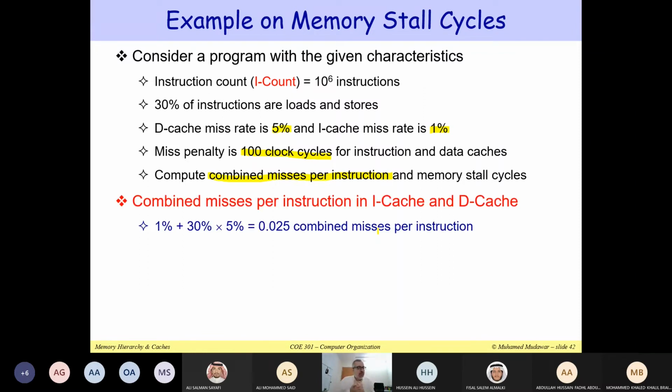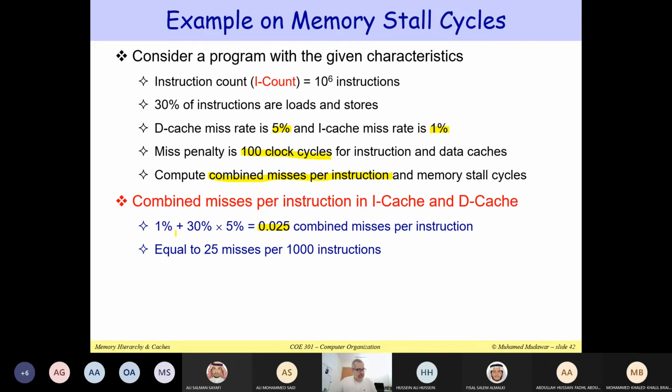So that actually is the combined misses per instruction. We got the 1% in the I cache, and 30% multiplied by 5% in the data cache. So we got 0.025 combined misses per instruction. It is as if we are saying that out of 1,000 instructions, 25 are going to miss. And if you would like to convert it to misses per 1,000 instructions, which is why people sometimes refer to per 1,000: if you are fetching 1,000 instructions from the instruction cache, the 1% becomes 10 out of 1,000. 10 out of 1,000 is the 1%.